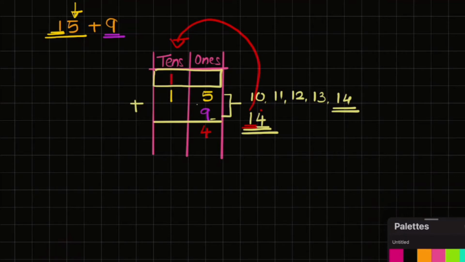Now there are two numbers in the tens column, so we are going to do the addition of these two numbers. 1 plus 1 is 2, and so the answer is 24. So the answer for 15 plus 9 is 24. Let's take another example to understand this concept better.